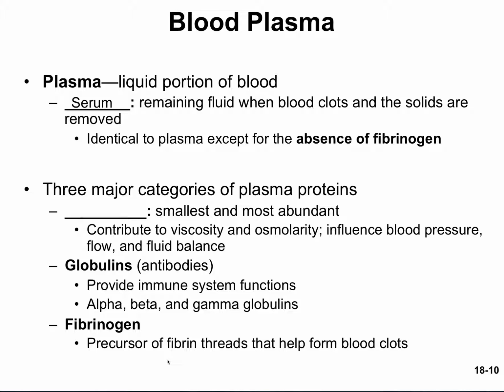There's 3 categories of plasma proteins: the albumins, the globulins, and the fibrinogen. The albumins are the smallest and most abundant, and they contribute to the viscosity and osmolarity. They influence blood pressure, flow, and fluid balance. The globulins are antibodies, and they provide immune system functions, and there's alpha, beta, and gamma. The beta, which is transferrin, transports iron, and gamma antibodies combat pathogens. Fibrinogen is the precursor of fibrin threads that help form blood clots.